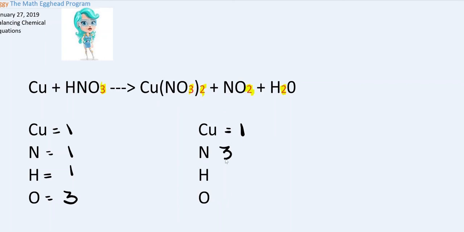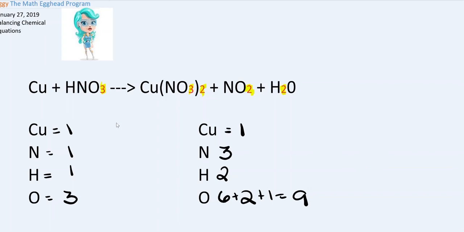So we have here 2 nitrogens and then 1 nitrogen, so we have 3 altogether. Hydrogen, we have 2. And oxygen, let's start counting. We have 6 because it's 3 times 2, that subscript 2 on the nitrogen dioxide. And then we only have 1 oxygen in H2O.